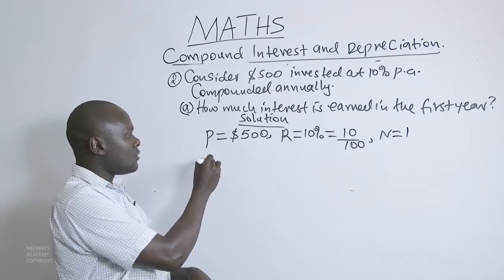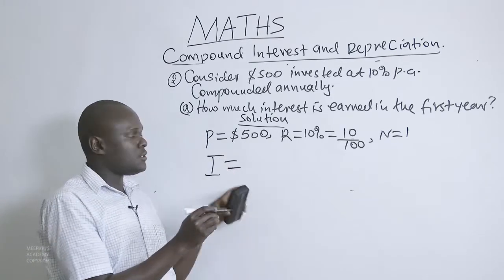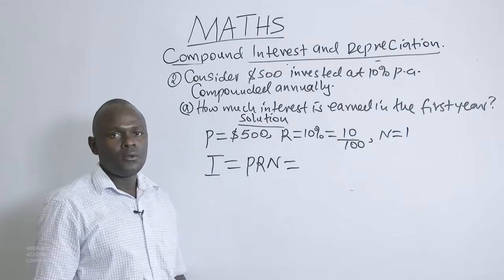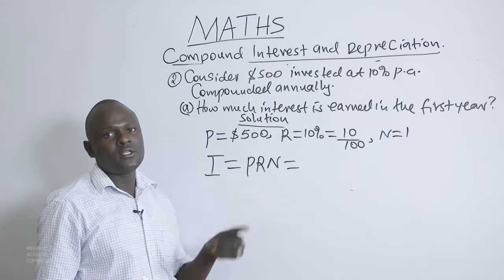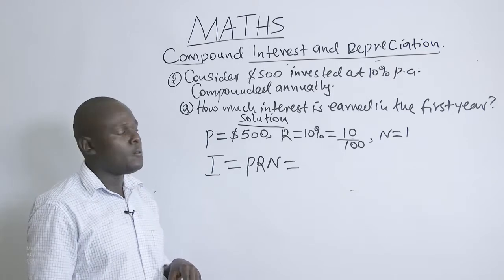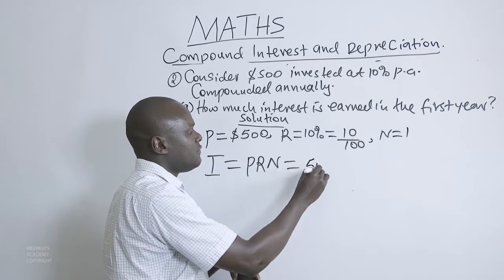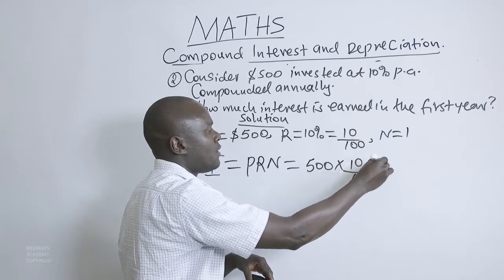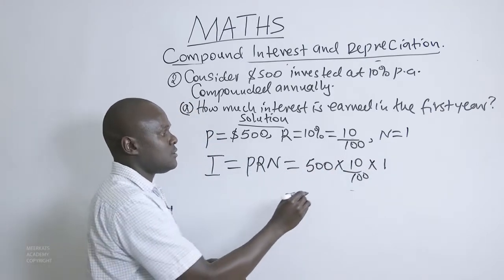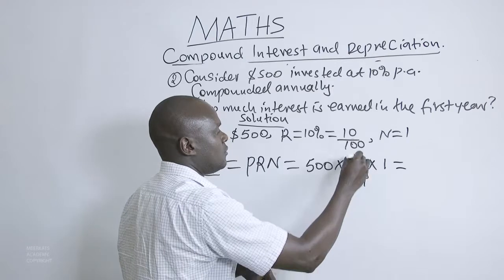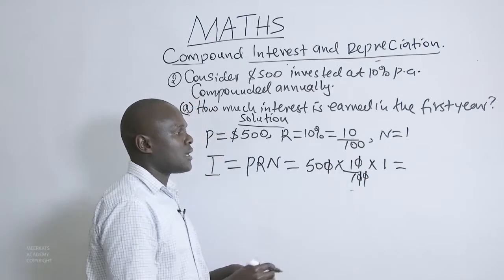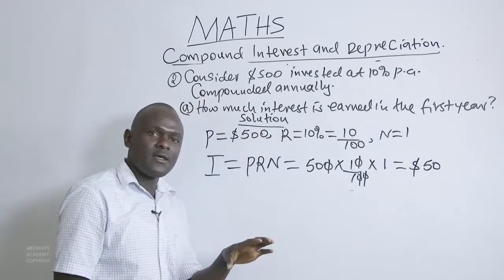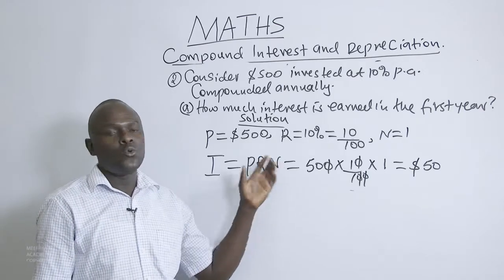Having done that, we write down the simple interest formula, because that is what we are applying to calculate the interest that will be earned in the first year. It is the product of the principal, the rate, and the period. We then substitute in the values before we evaluate. The principal is 500 multiplied by the rate multiplied by the period. The zeros will cancel. This will give us an interest of $50. In the first year, the interest that will be accrued will be $50.